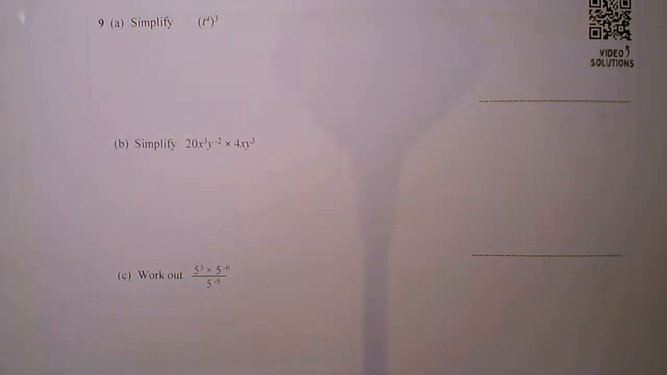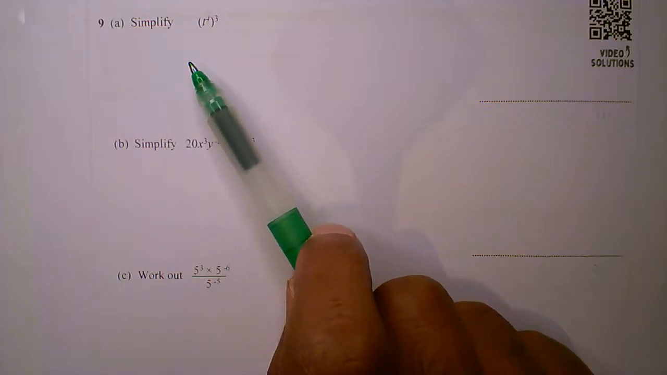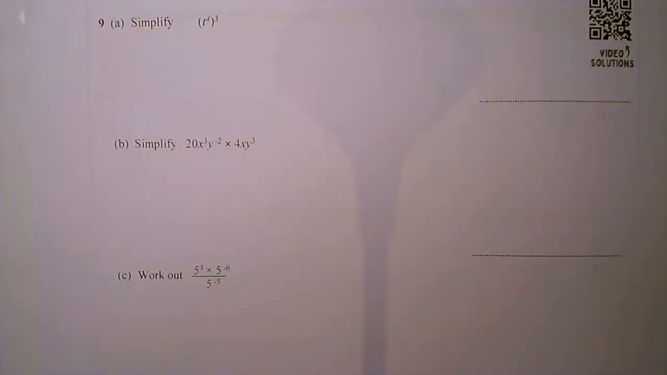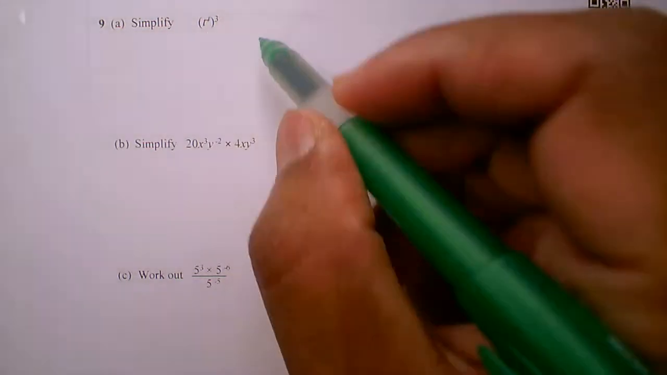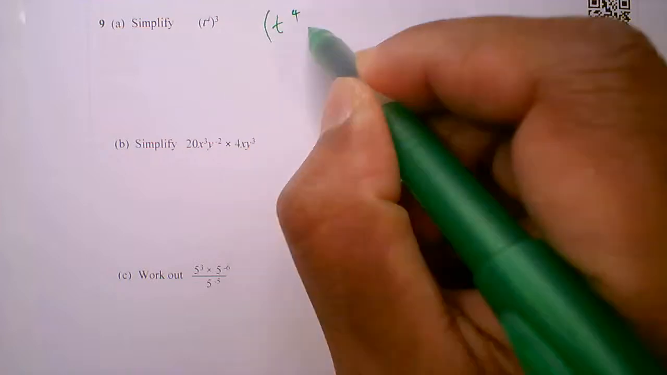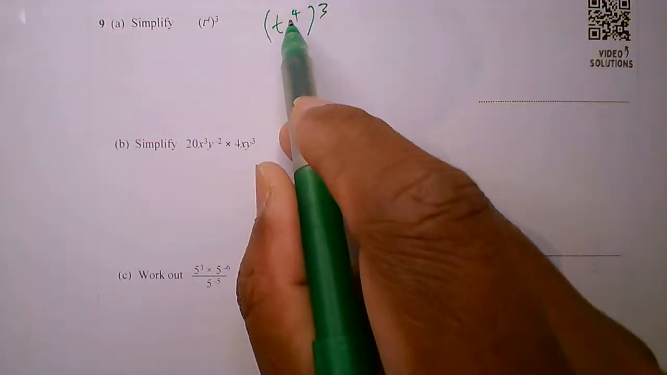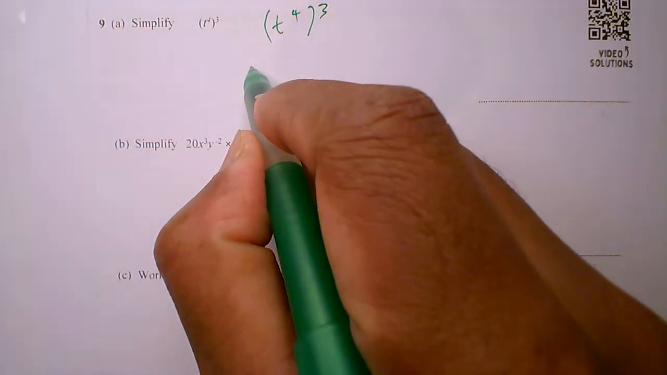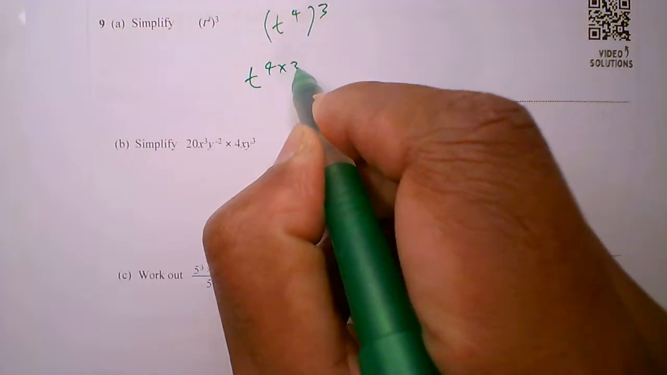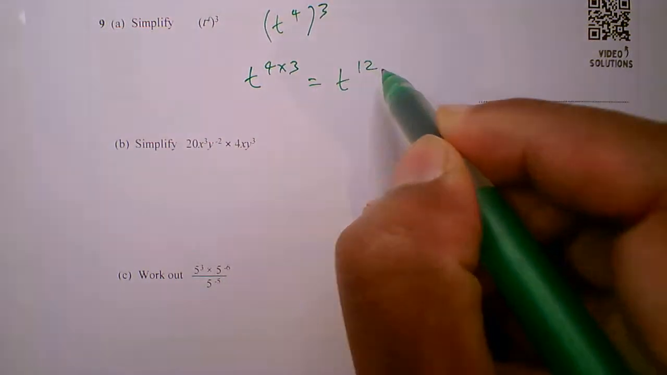So yep, let's look at this question, question 9. I'll give you a few seconds to do that. Press pause if you need more time. Right, question 9a. It says t to the power 4, cubed. If we have a power of a power, we multiply. So t to the power 4 times 3 equals t to the power 12.